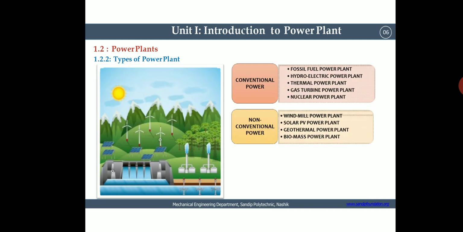Types of power plants. In the last lecture we have seen there are two types of power plants: conventional power plants and non-conventional power plants. Conventional power plants include fossil fuel power plants, hydroelectric power plant, thermal power plant, gas turbine power plant, and nuclear power plant. Non-conventional power plants include windmill power plant, solar PV power plant, geothermal power plant, and biomass power plant.